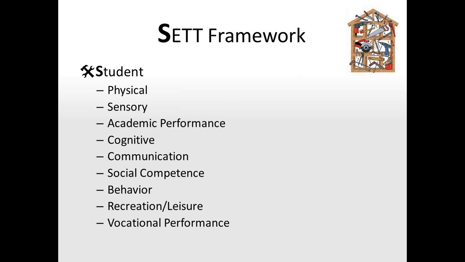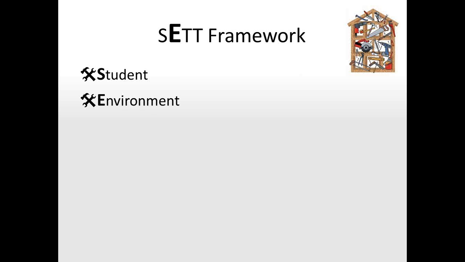After you've looked at the student and identified different things about the student, then you look at the environment. So are they in a general education classroom? Are they in a self-contained classroom? Do they change classes? Do they have the technology access at home, which is really important when we're thinking about assistive technology? So the environment is key when we're looking at assistive technology assessments.